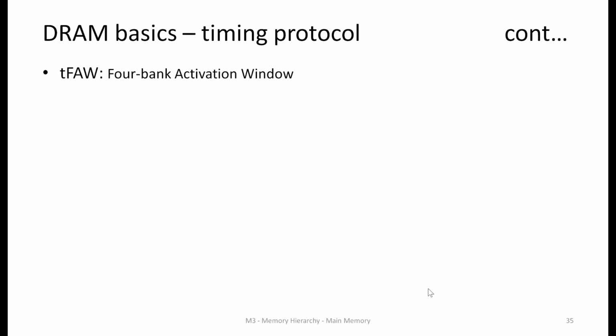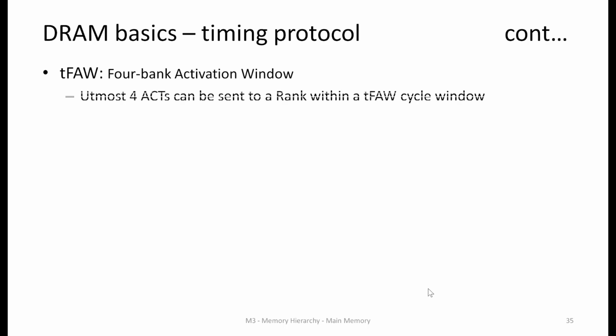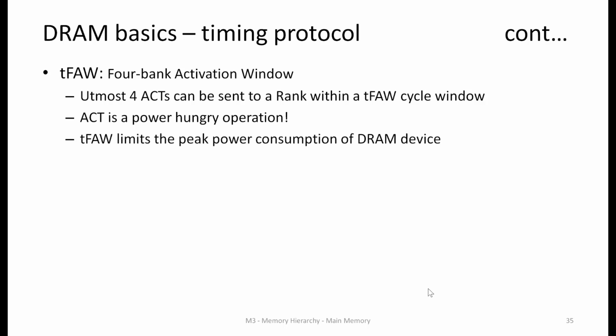We also have another timing, TFAW, 4 bank activation window. What this enforces is during this TFAW window, we can issue only 4 activates to the banks of a rank. Now, even though the rank can have 16 banks, we can't issue 16 activates until we meet this T4 constraint. So only 4 of them can be given at a time. The reason for having this timing constraint is the activation operation in a DRAM is very power hungry. So in order to limit the peak power consumption of the DRAM device, we have the T4 limit.